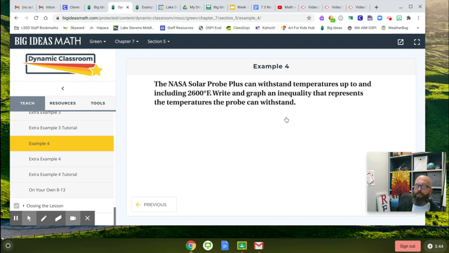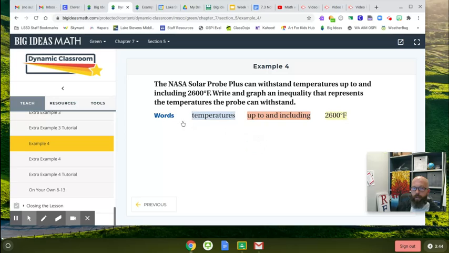These are real life experiences. So when you're at NASA, one of those astronauts, you'll need to know something like this. The NASA Solar Probe Plus can withstand temperatures up to and including 2600 degrees Fahrenheit. So, up to and including. Write and graph an inequality that represents the temperatures the probe can withstand.